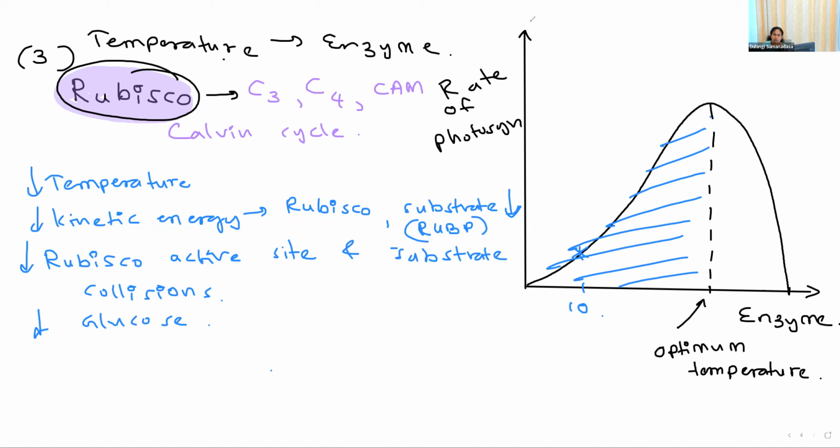Is this clear? Can you highlight the keywords? You have to mention the kinetic energy. And then you have to mention the collisions between the active sites and the substrates, right? You have to use the keywords. The main substrate is RuBP. The main enzyme is Rubisco, and its active site needs to have the collisions.